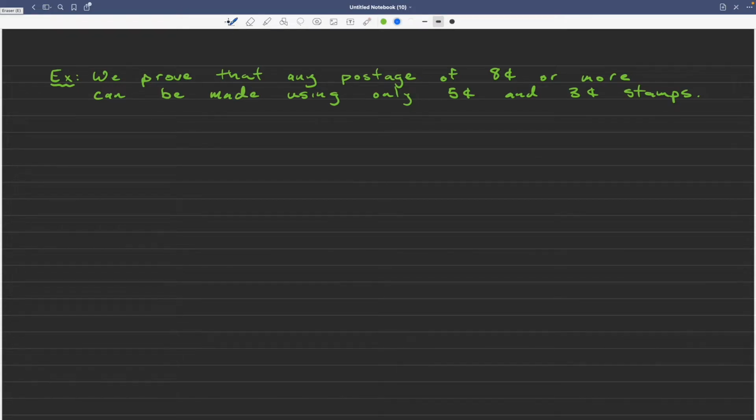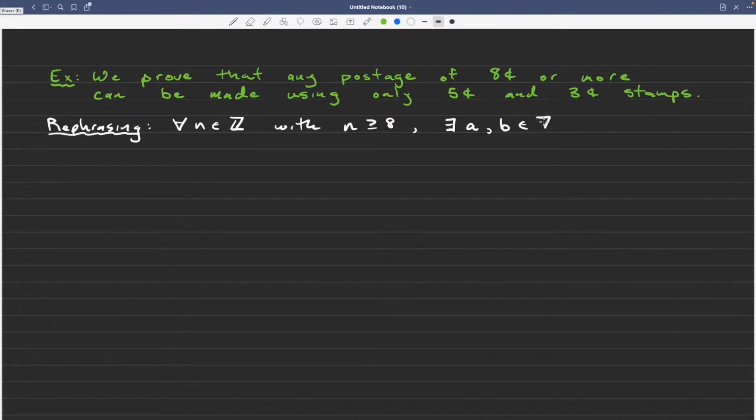So let's think about how we turn this into a more mathematical sounding problem. Rephrasing this, basically what we want to show is that for every integer n with n greater than or equal to 8, there's a certain number of these 5 cent stamps and a certain number of these 3 cent stamps. So let's give those numbers names. There exists some number of 5 cent stamps, let's call that A, and there exists some number of 3 cent stamps, let's call that B, and of course those are integer amounts.